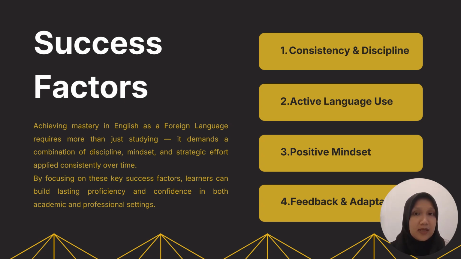Let us summarize the key success factors for mastering English as a foreign language. First, consistency and discipline in study habits. Regular practice, even for just 15 to 30 minutes daily, is more effective than sporadic intensive study. Second, active use of language in meaningful contexts. Don't just study English. Use it to communicate, express ideas, and solve problems.